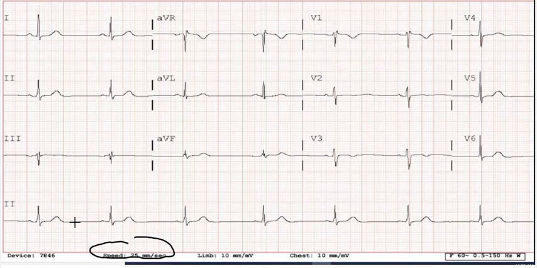1, 2, 3, 4, 5, 6, 7. Right, 7 multiply 6 is equal to 42. So the heart rate is 42. This is bradycardia.